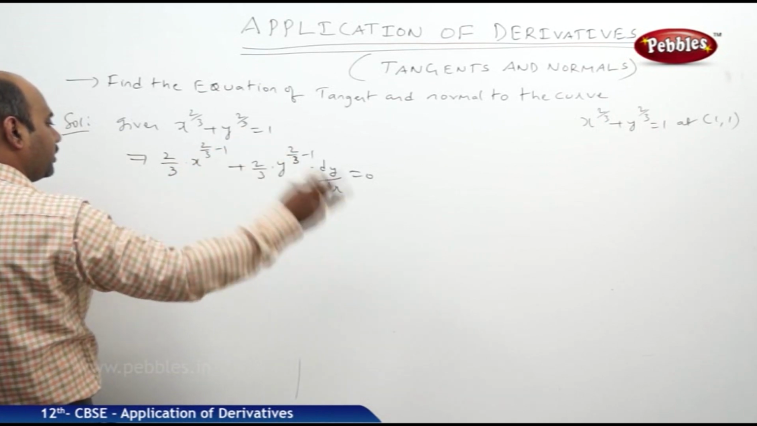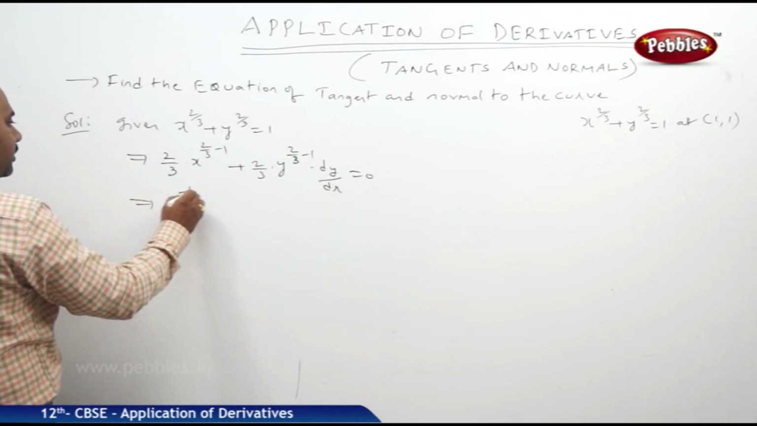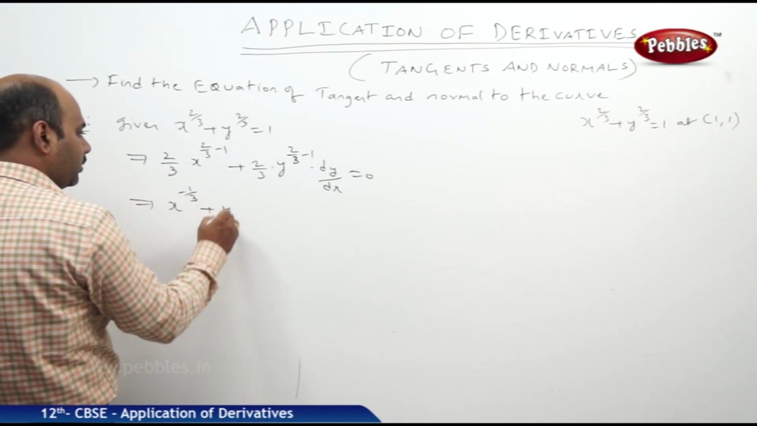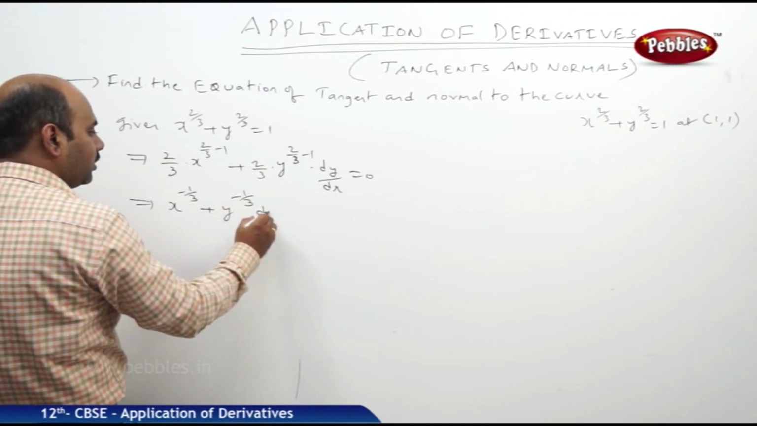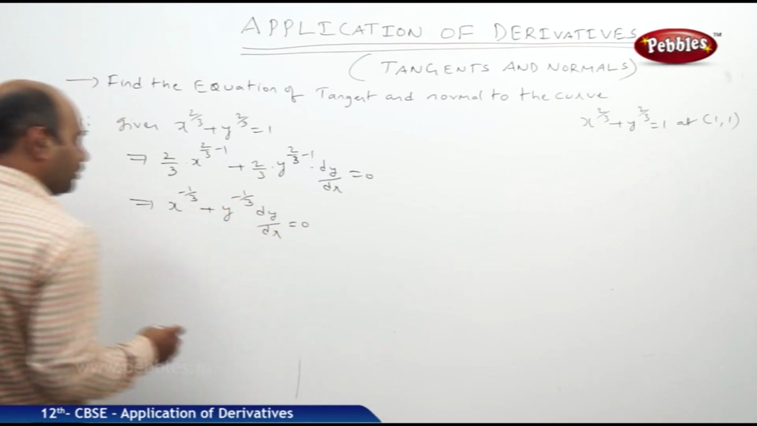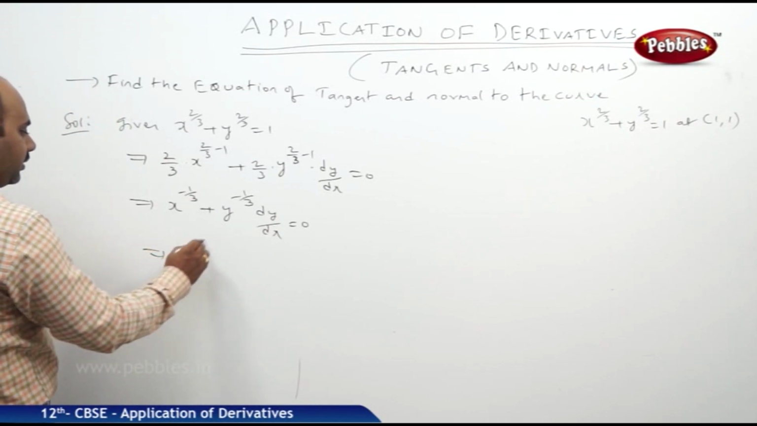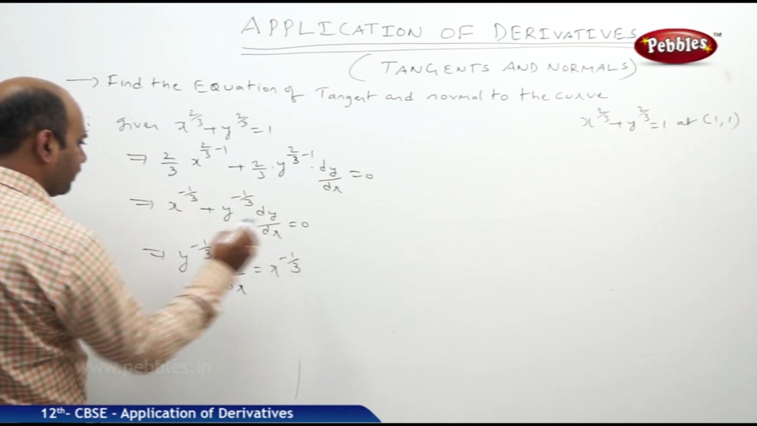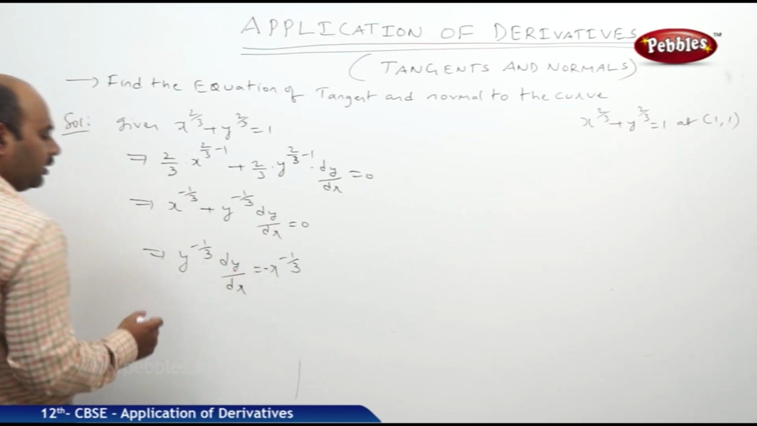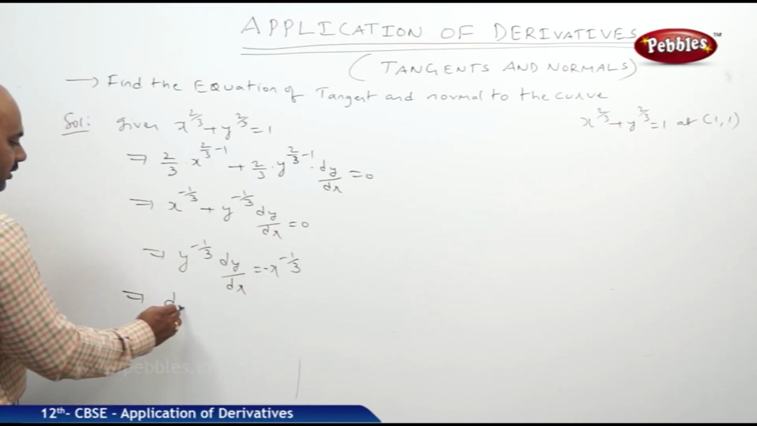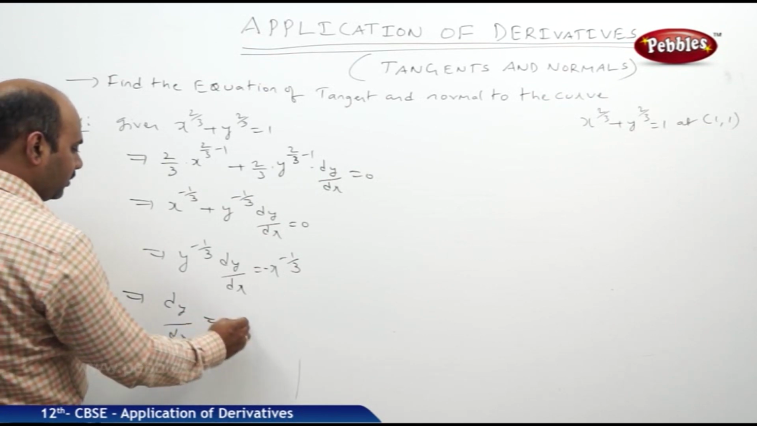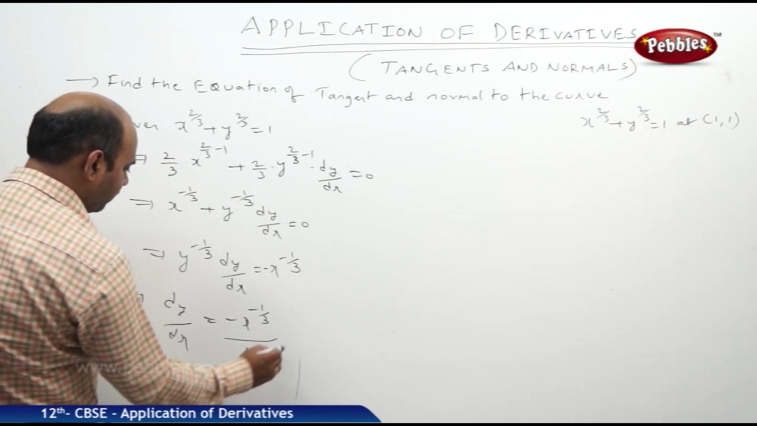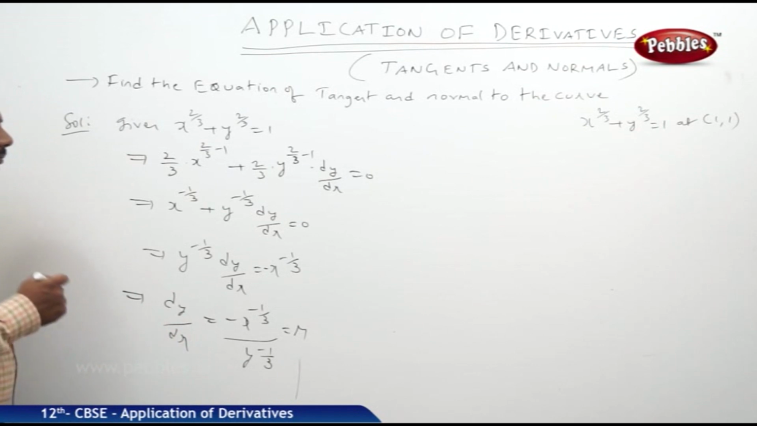Now I think 2 by 3 can move to that side. So what happens? x power minus 1 by 3, because 2 by 3 minus 1 will be minus 1 by 3, plus y power minus 1 by 3 into dy by dx will be equal to 0. So finally, y power minus 1 by 3 dy by dx is equal to minus x power minus 1 by 3. So dy by dx is equal to minus x power minus 1 by 3 divided by y power minus 1 by 3. So this value I call it as m.